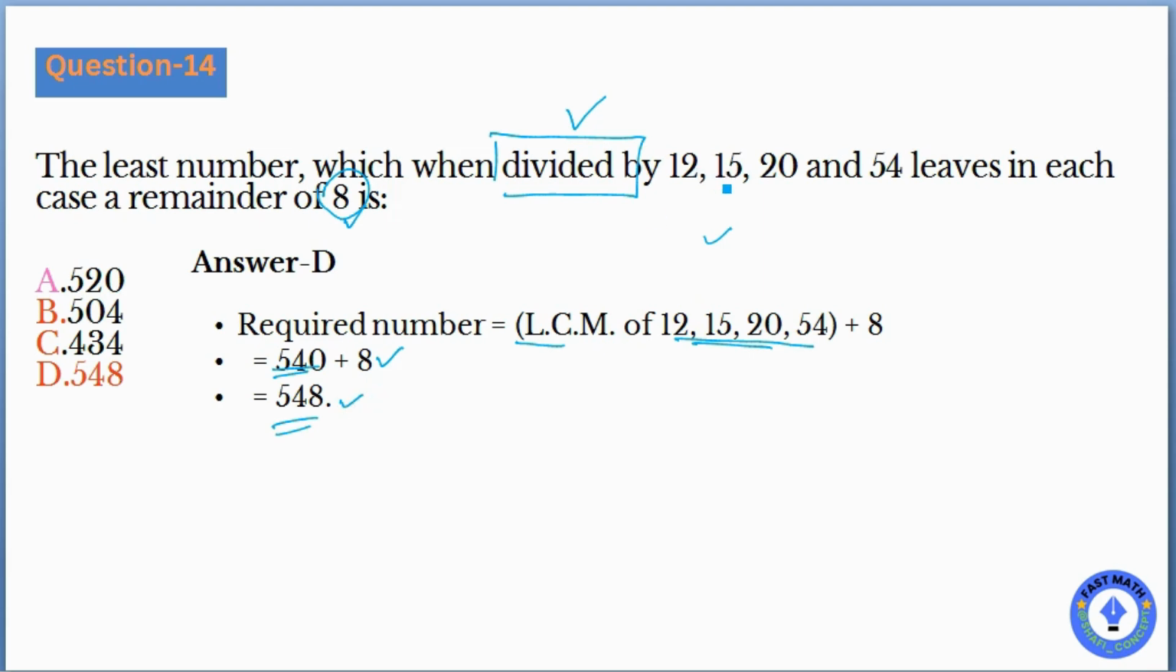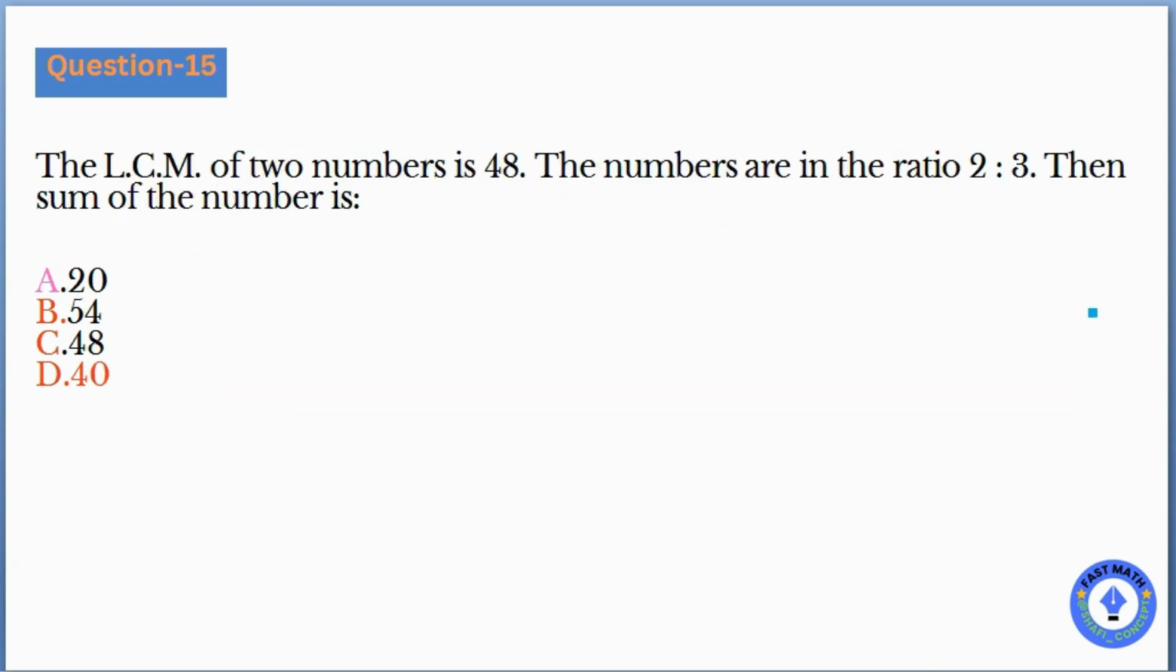That means, as per the problem, the LCM is the number that will be divided by all these numbers, and the only such number is 540. When the least number is divided by these, the remainder will be 8. Sorry, that means we should add 8 to 540: 540 plus 8. The answer is 548. Hope you have understood. We are moving to the next question.